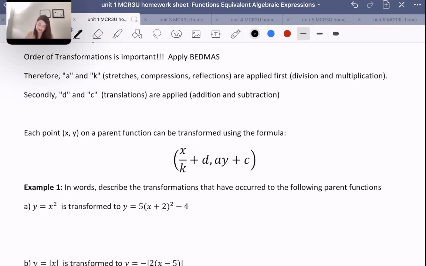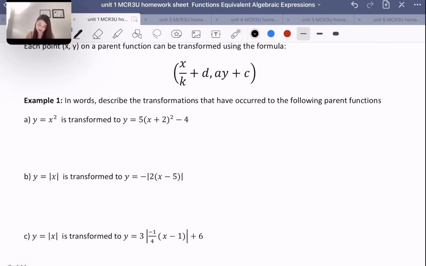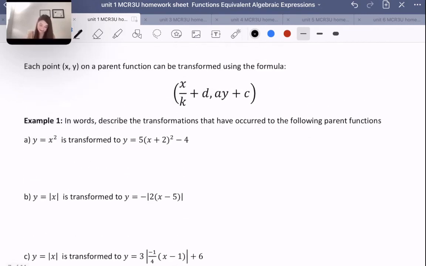Okay, let's do example 1. Here it says, in words, describe the transformations that have occurred to the following parent functions. For this first one, y equals x squared, let's see what's been done to it. First things first, I noticed this 5, and it's outside of the function, and it's our a value.